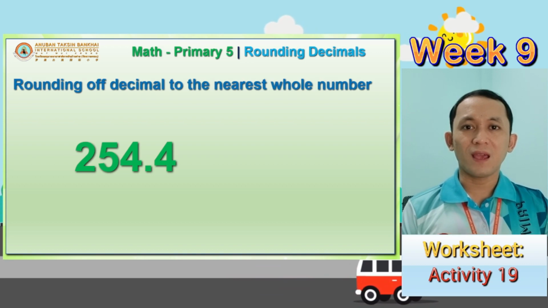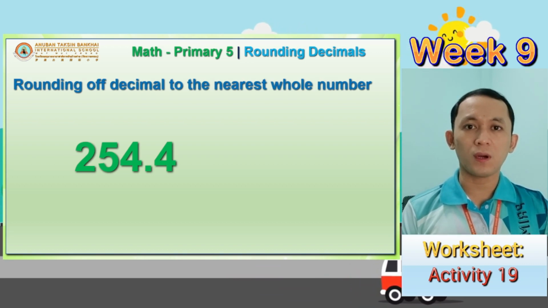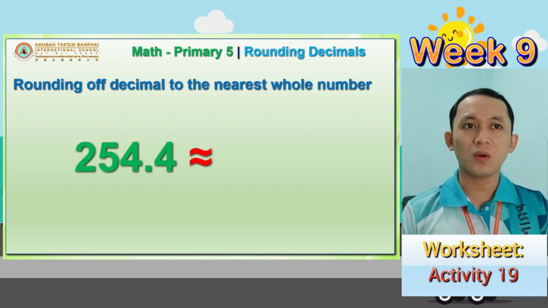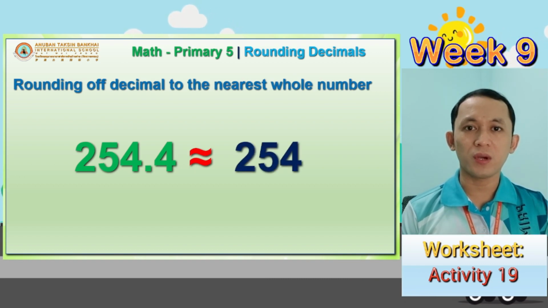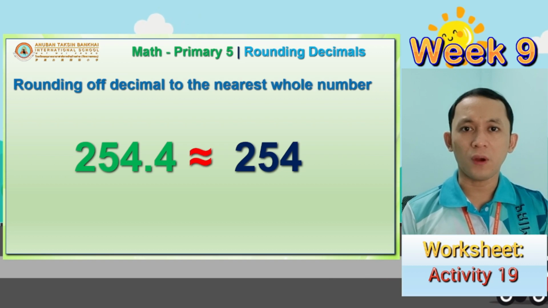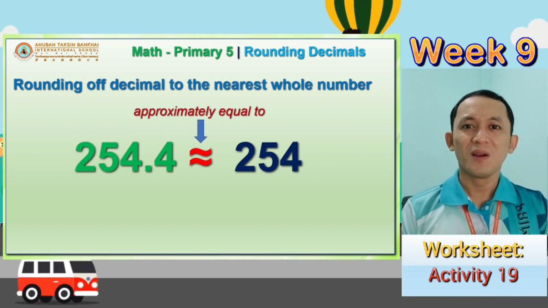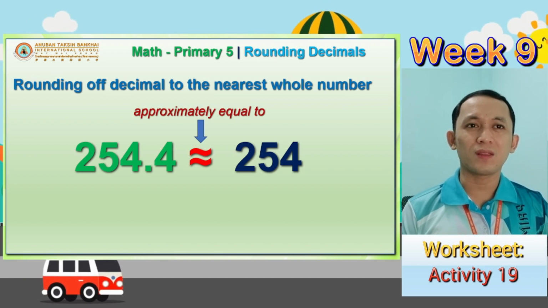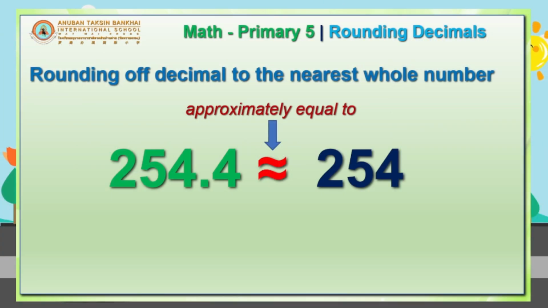Now we can say that 254.4 is approximately equal to 254. Teacher, what is this? What's that wavy line that you are using? So that is what we call approximately equal to.